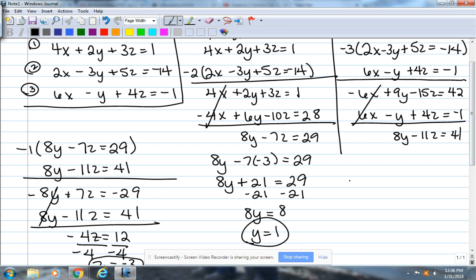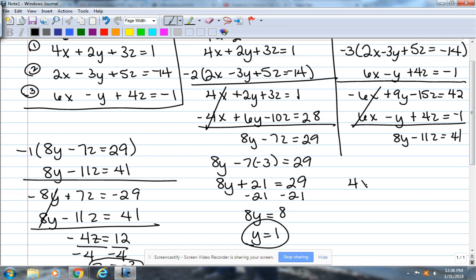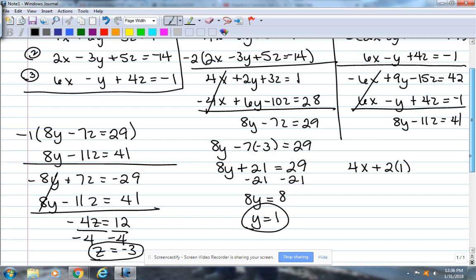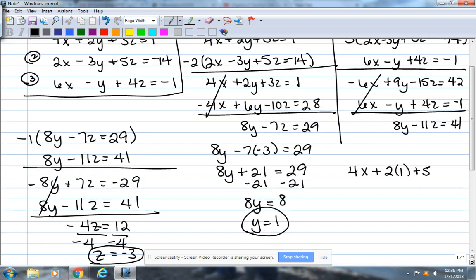And so I'm looking for x now because I know y and z. So 4x plus 2 times y. Now I know y is 1, so I substitute that in. Plus 5 times -3. -3 is my z, equals 1. And then I simplify that. That's going to be 4x plus 2 minus 15 equals 1. 2 minus 15 is -13.